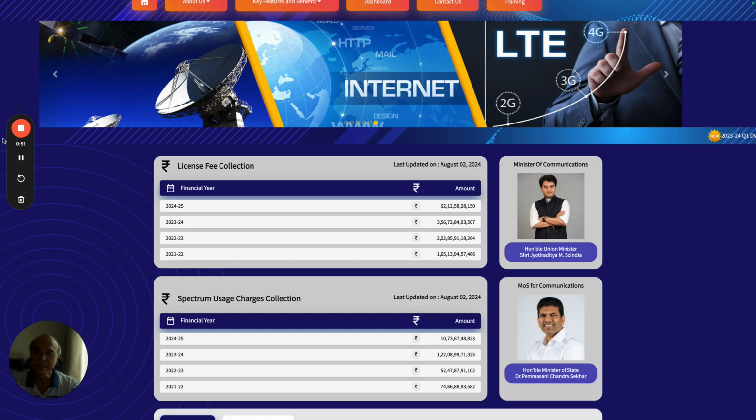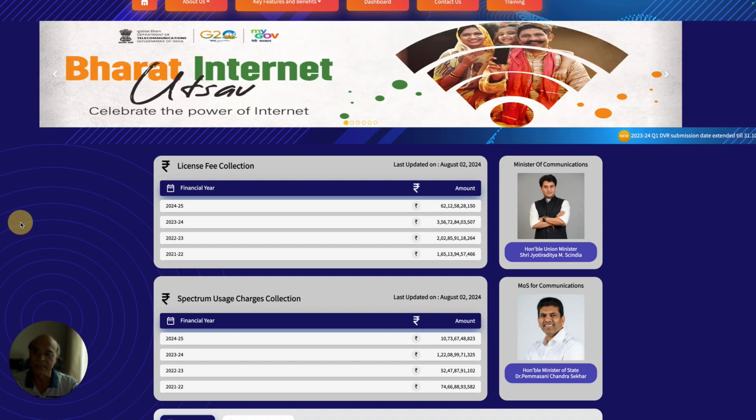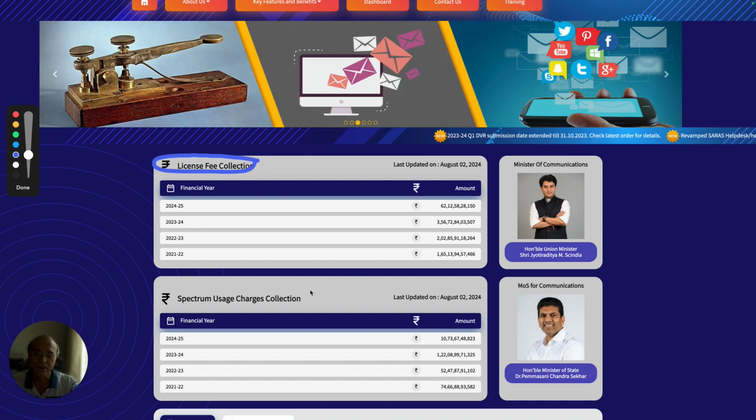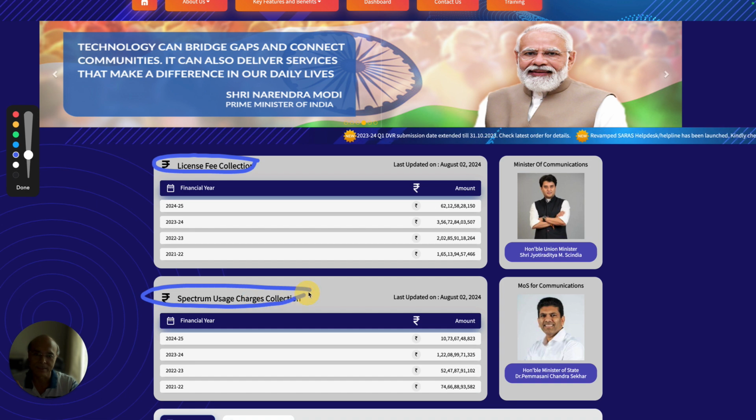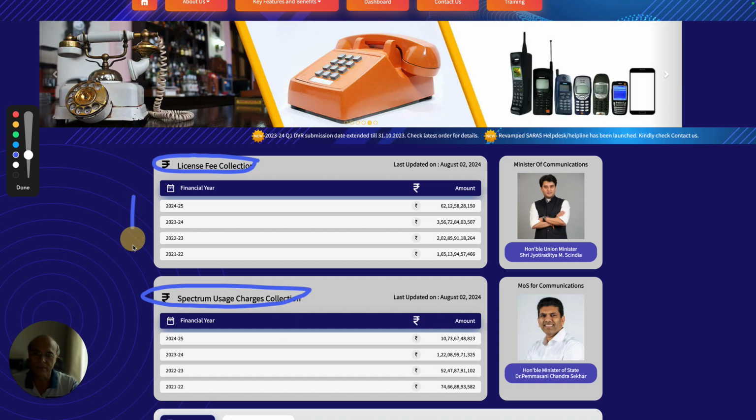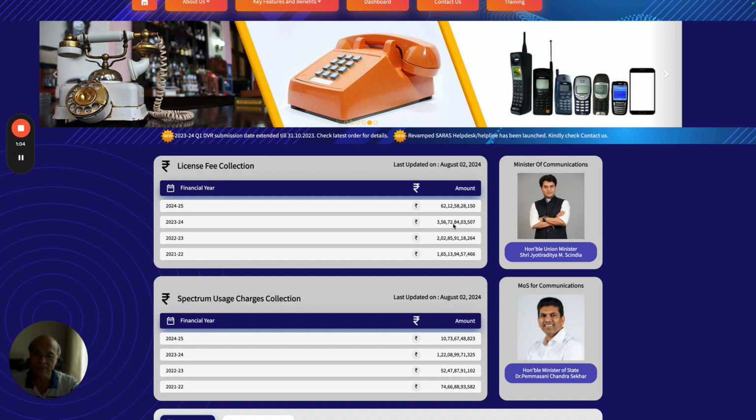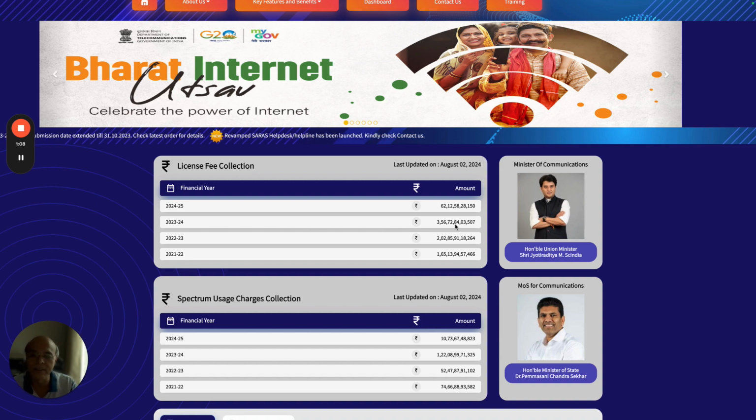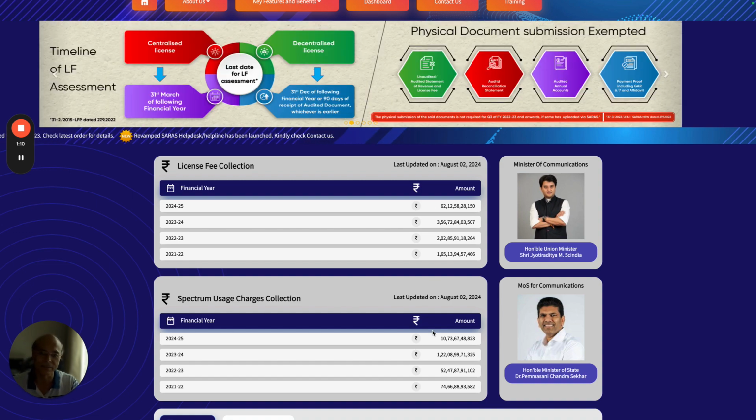Now, friends, you will see that there are 2 different blocks here. The first block is the license fee collection, and the second block is the spectrum usage collection, right? Both are available for 4 different financial years. Now the problem with this website is that it is extremely difficult to download this information. You can't download it easily.